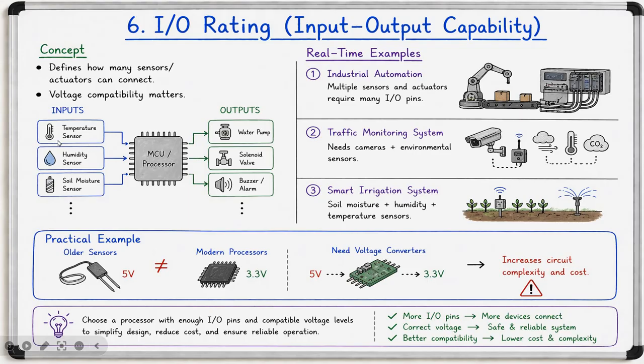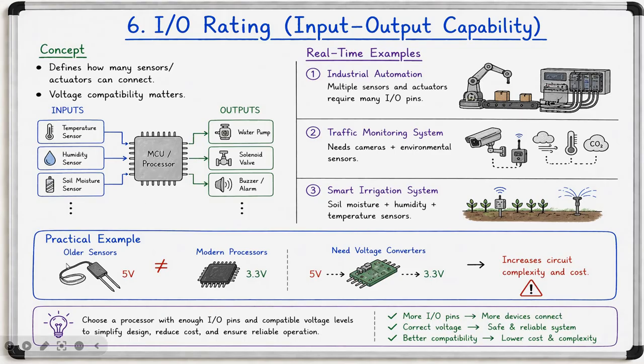So here you can see you have a processor. Now for a temperature sensor you need some pin, for a humidity sensor you need some other pin, and for a soil moisture sensor you need some other pin. So more input and output pins must be available.